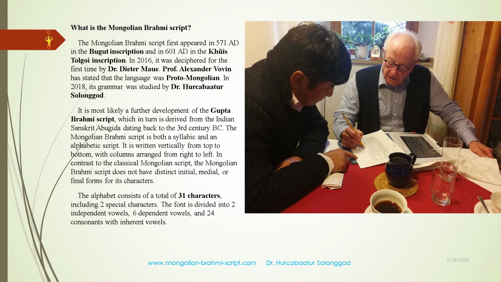In contrast to the classical Mongolian script, the Mongolian Brahmi script does not have distinct initial, medial, or final forms for its characters. The alphabet consists of a total of 31 characters, including 2 special characters. The font is divided into 2 independent vowels, 6 dependent vowels, and 24 consonants with inherent vowels.